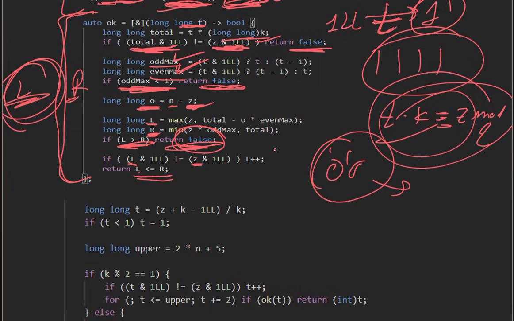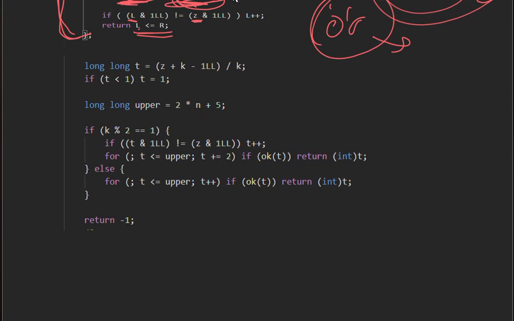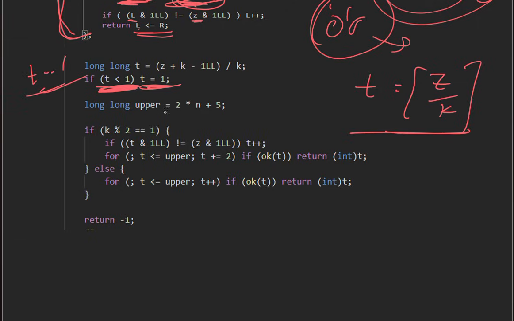But if their parity is not equal, then we'll be checking for the next L value. This way we check whether it is possible for this t to convert all these characters into ones. Here we are taking the minimum t. The minimum t is equal to the ceiling of z by k. So we take the minimum t, and if this number of operations is less than 1, then we'll make it 1. Then we'll check for t equal to 1.